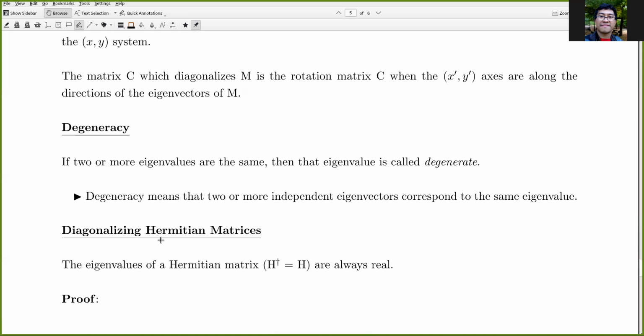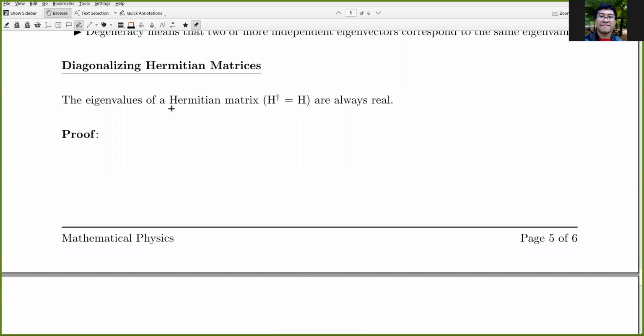Now let's consider Hermitian matrices. The eigenvalues of a Hermitian matrix, that is a matrix where H dagger equals H, are always real. Let's try to prove that. So HR equals lambda R, or H applied to R, that would be our matrix equivalent to the rotation matrix, for example. And the effect would be equal to a constant times the vector R.